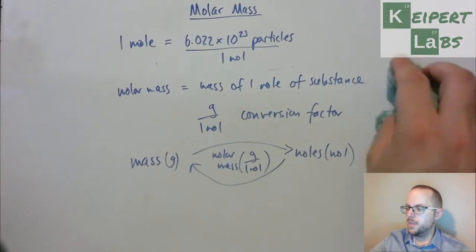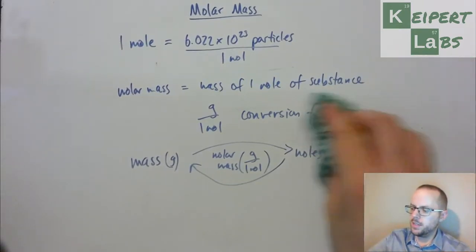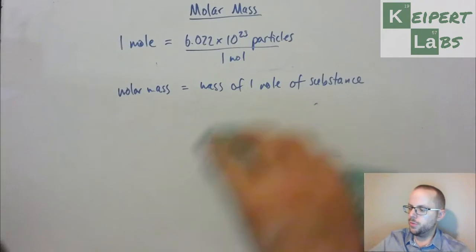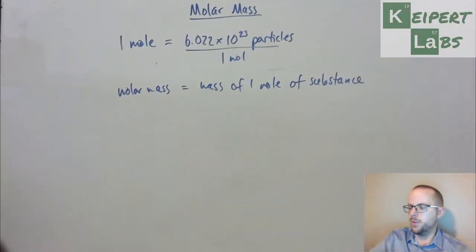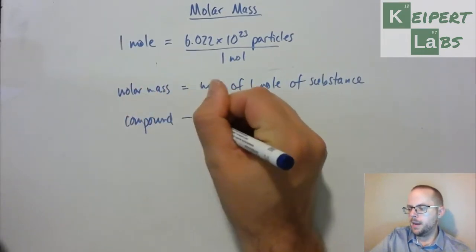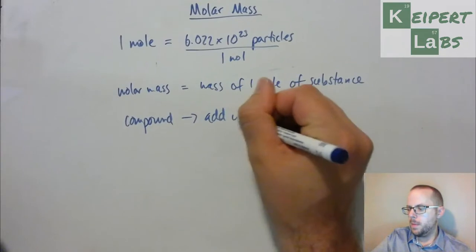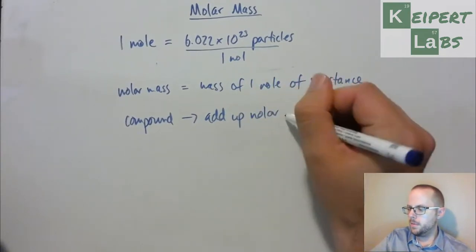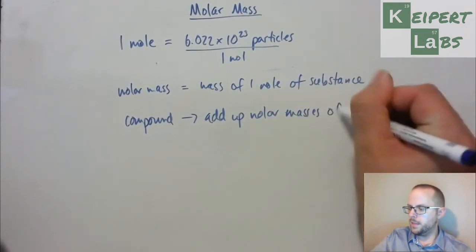Now, the great thing about this concept is that it is not limited to elements. It also can work for compounds. And so for a compound, you just add up the molar masses of its elements.